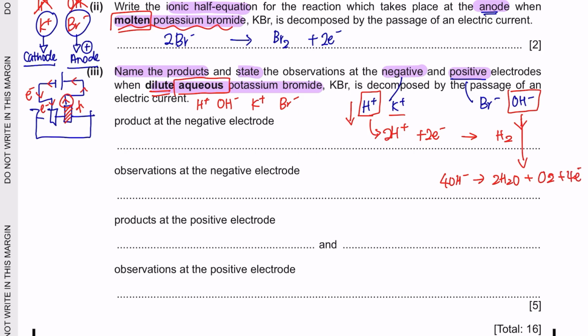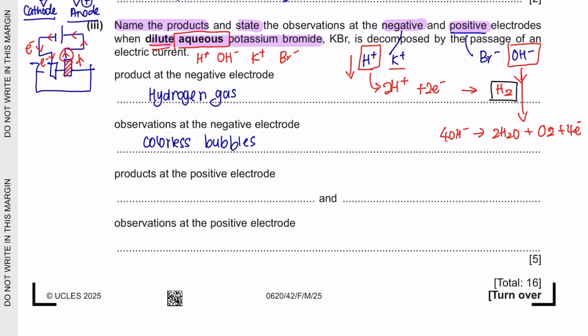So the product at the negative electrode is hydrogen gas, and the observation, since this is a gas, you will notice colorless bubbles, whereas for the positive electrode, the products are water and oxygen gas. And again, since gas is produced, you will notice colorless bubbles.